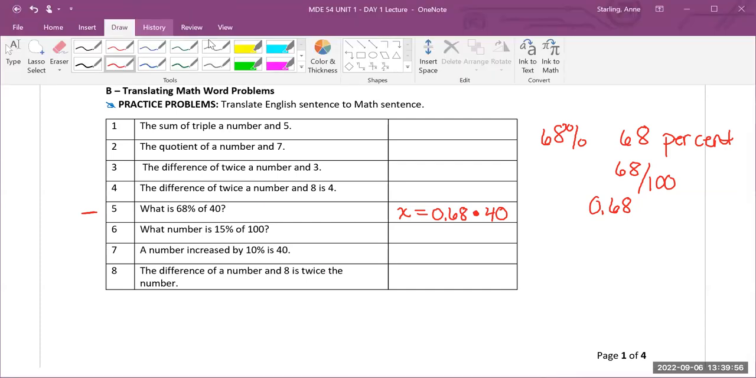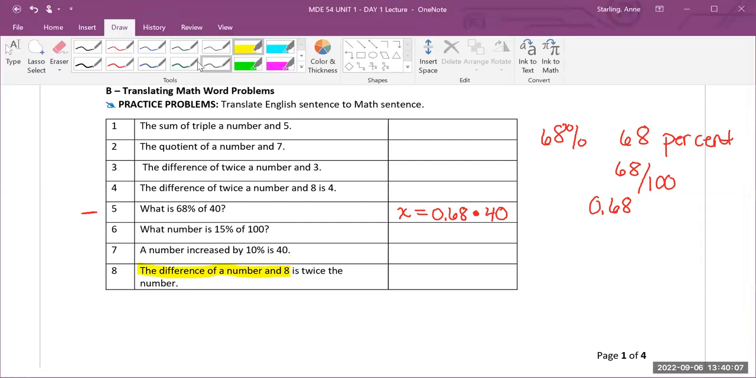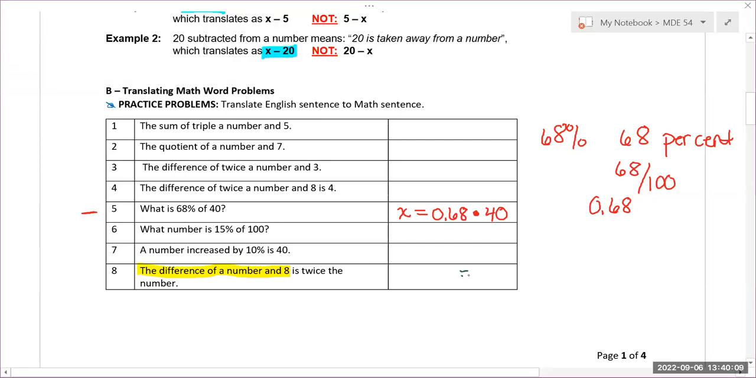Another one I want to point out is the difference of a number and 8 is twice the number. So the is breaks it apart. This piece is on the left. The other part is on the right. Is twice the number. And then we look at this one, the difference of a number and 8. Just read it left to right. Oops, sorry, that should be an n. n minus 8 equals double the same number.